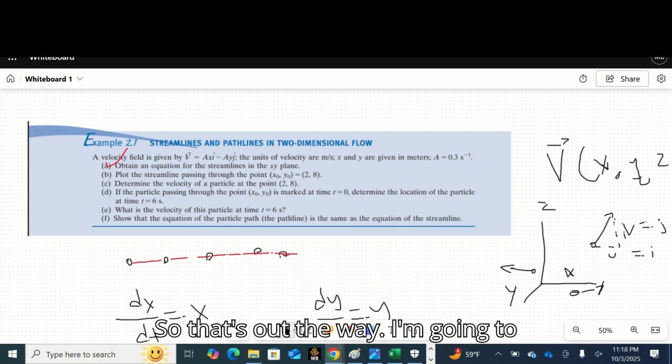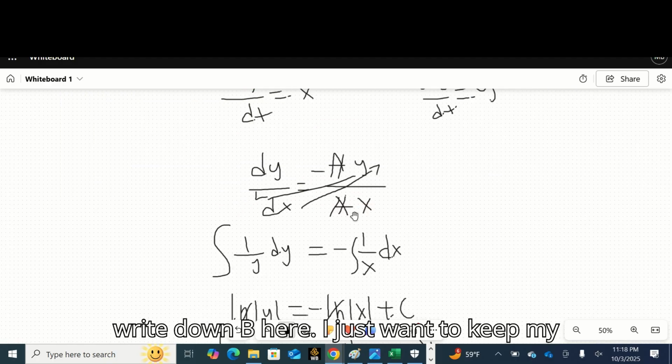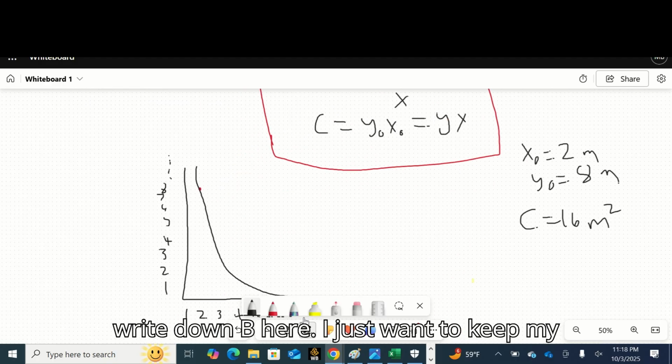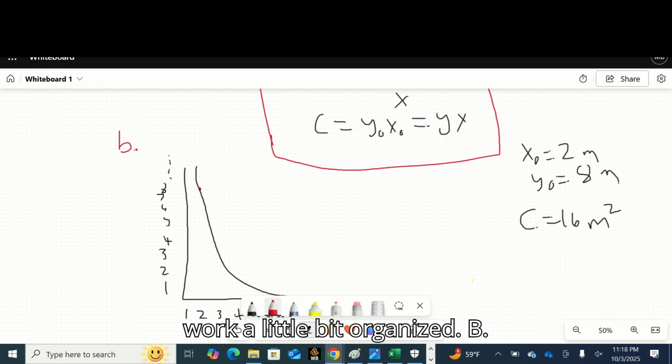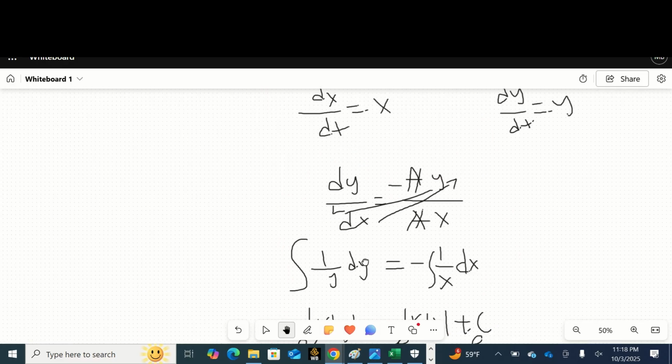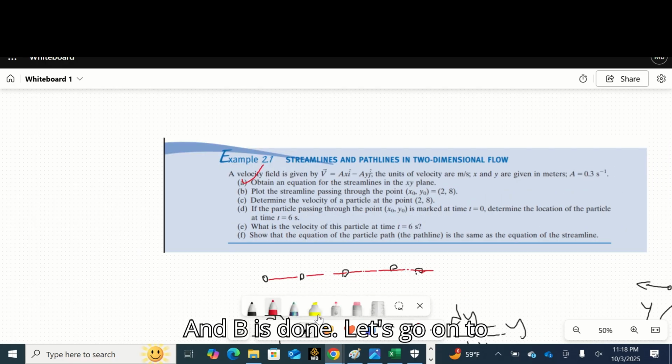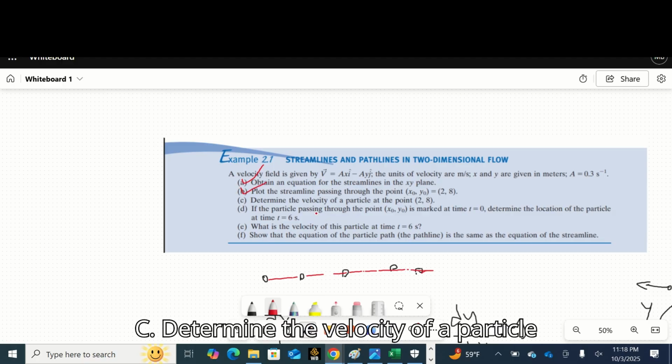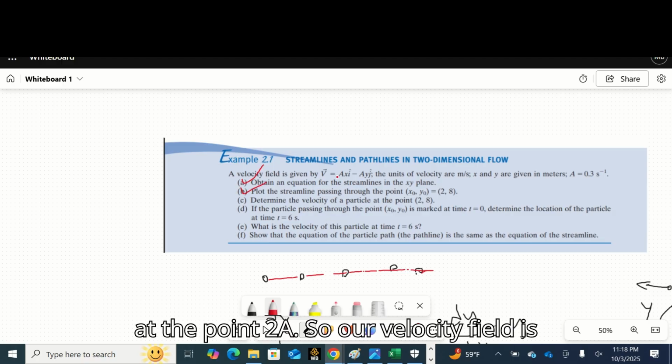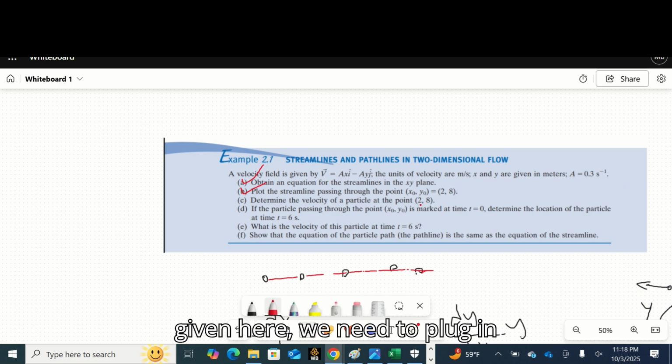So that's out of the way. We're going to write down B here, just to keep my work a little bit organized. B. And B is done. Let's go on to C. Determine the velocity of a particle at the point 2, 8. So our velocity field is given here. We need to plug in 2, 8 and see what we get.